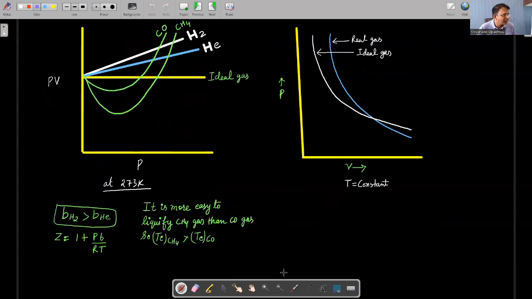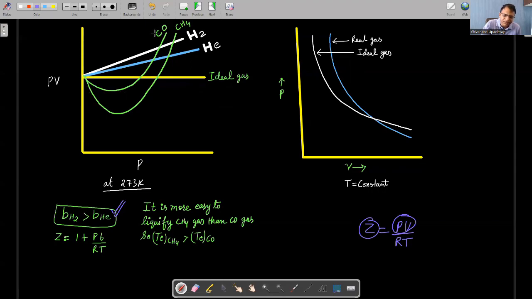Now these graphs are from NCERT. Here again we can say that these graphs are at 273 Kelvin, 0 degrees Celsius. Hydrogen and helium, we already know that b for hydrogen is greater than b for helium. So it's easier to liquefy when we are discussing these two gases, because here in low pressure range Z is less than 1. This is PV, but we know that Z is equal to PV upon RT. When temperature is constant, Z is directly proportional to PV. So here this variation is similar to that of Z.